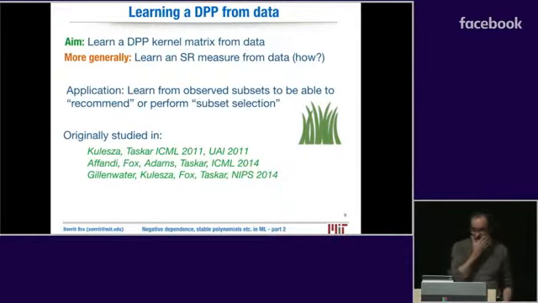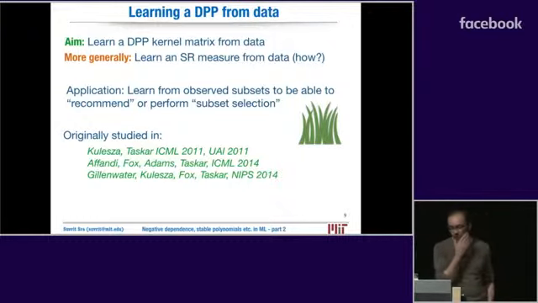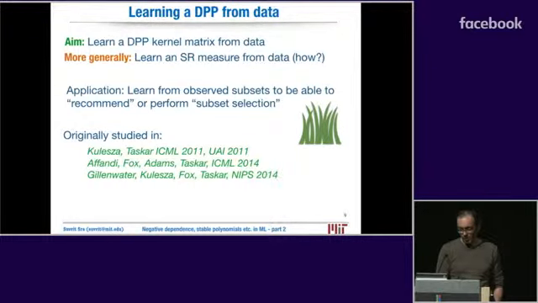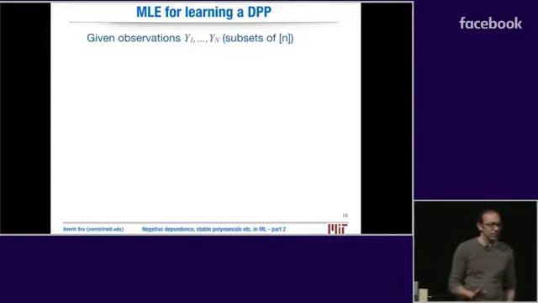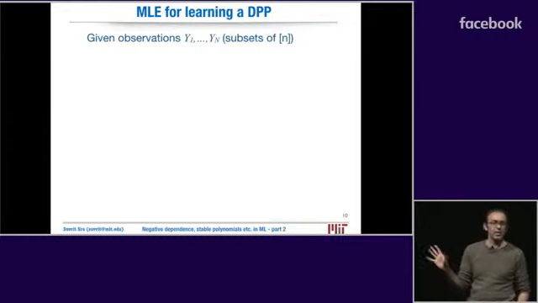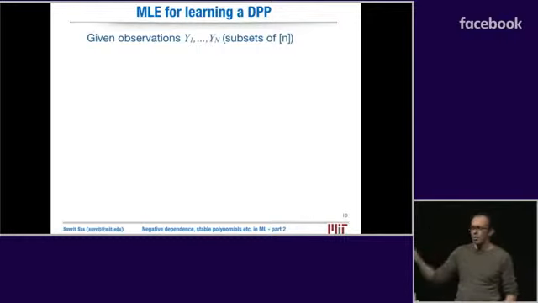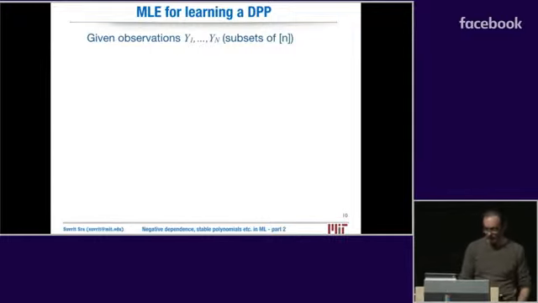In fact, this type of learning was motivated and studied by Kulesza and Taskar back in 2011. Later, others have also studied it and published in this conference or in ICML, setting up a variety of different formulations of the learning task as an optimization problem. I will set up the simplest such formulation. So here is a simple formulation for you. I observe, somehow or the other, capital N different subsets of a ground set of little n items. Sorry, two different n's in there.